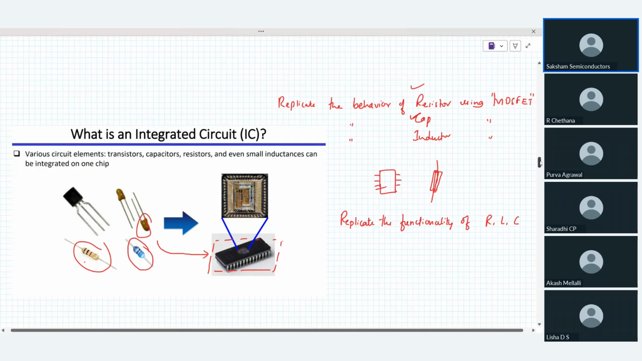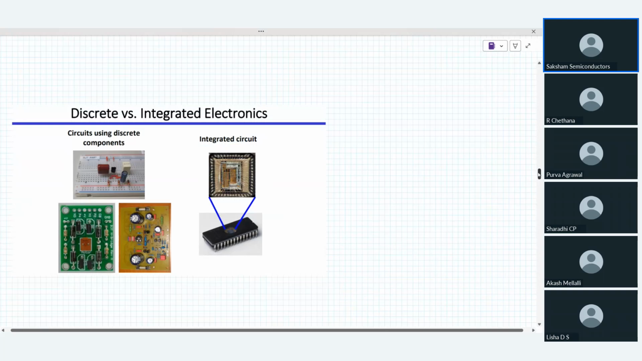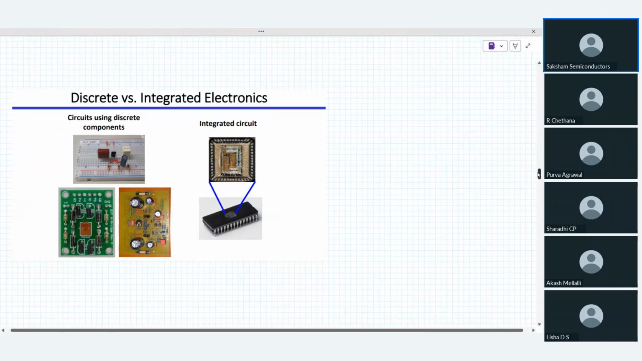Okay, so that's how basically my integrated circuit looks. Now this symbol signifies discrete versus integrated electronics design. Basically, this is what figure number one is. This is what we use in our laboratories to perform the experiments, where we are using discrete components. In the sense, we'll be using all the capacitors, resistors, and inductors discretely to design our circuit.